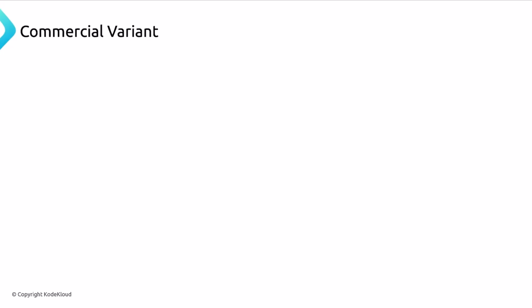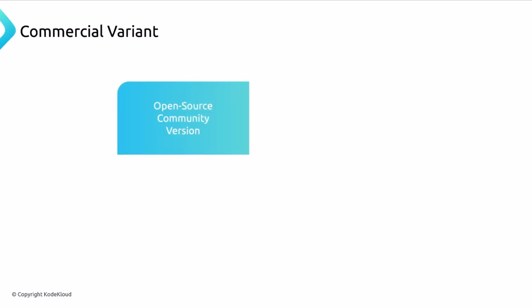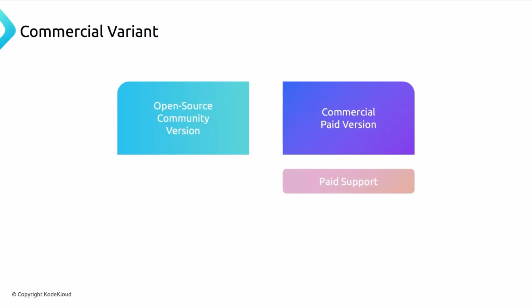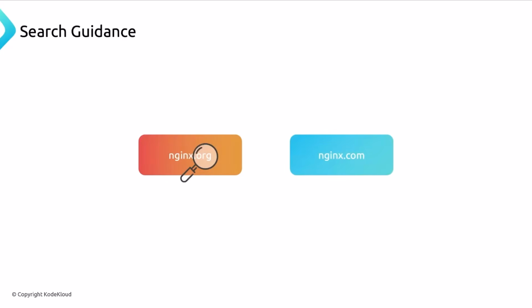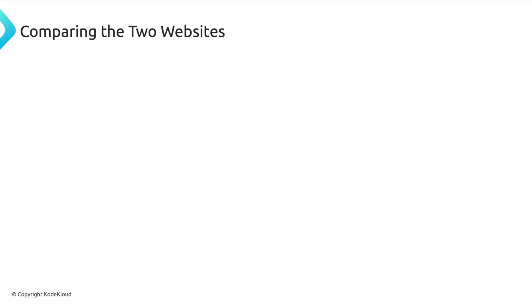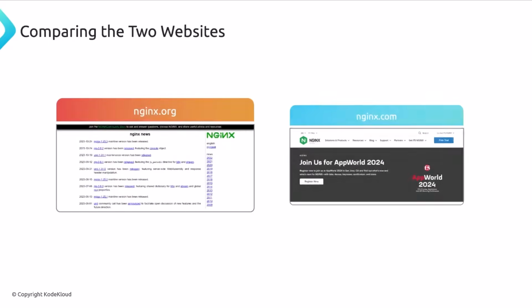Like I said, Nginx comes in the open source community version or the commercial paid version, though you do get some additional features. It's called Nginx Plus. When searching for Nginx, ensure that you're on the right site. So if you're using the open source, stick to nginx.org. And if you're using Nginx Plus, ensure you're using nginx.com. They are similar, but they're different.